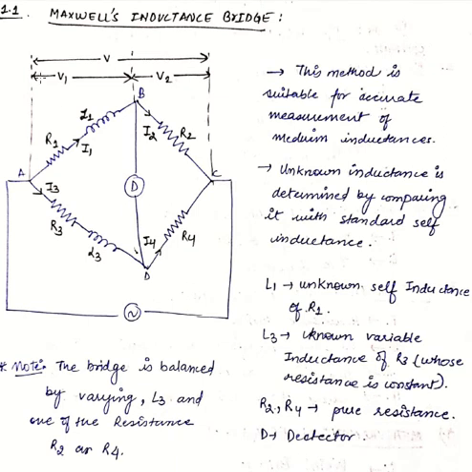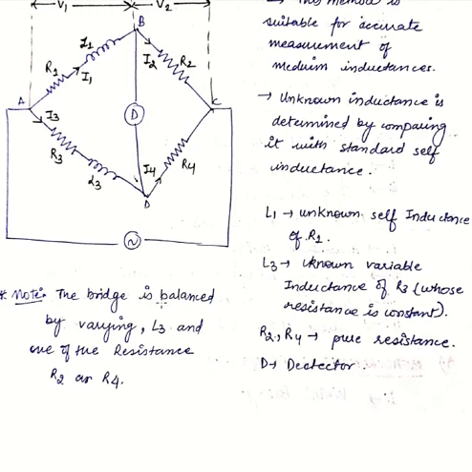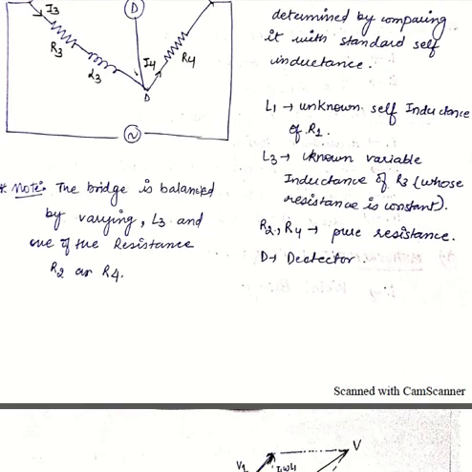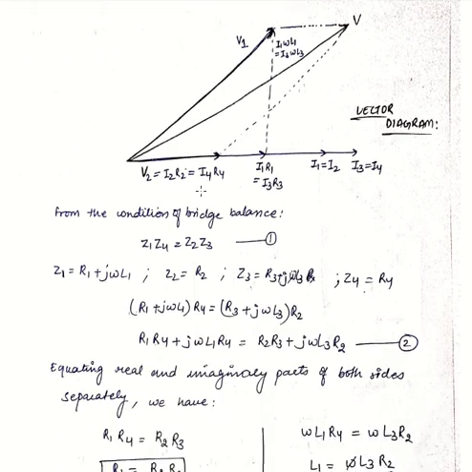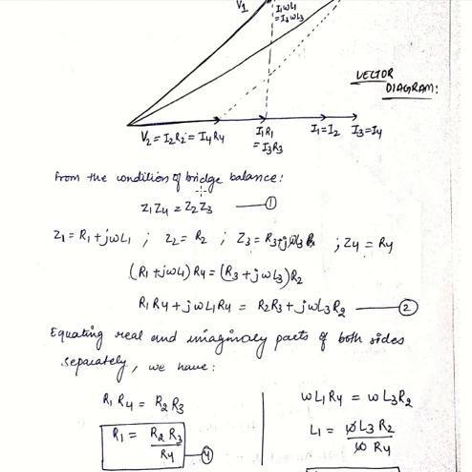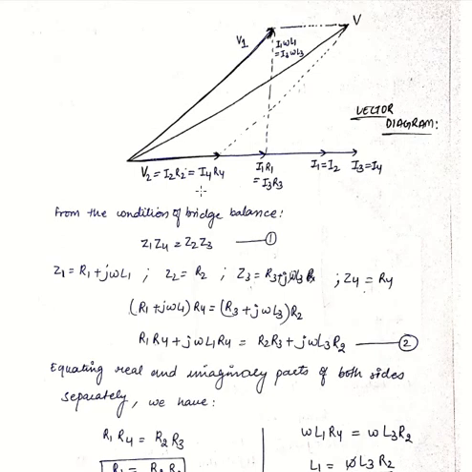Here we can see that the voltage drop in arm 1 is V1 and the voltage drop in arm 2 is V2. The resultant of V1 and V2 is total V. Same here, the voltage drops V3 and V4 will give us V. The bridge is balanced by varying L3 and one of the resistances R2 and R4. Here is the vector diagram of our Maxwell bridge.